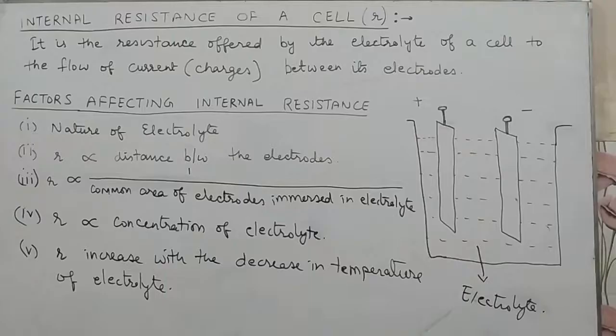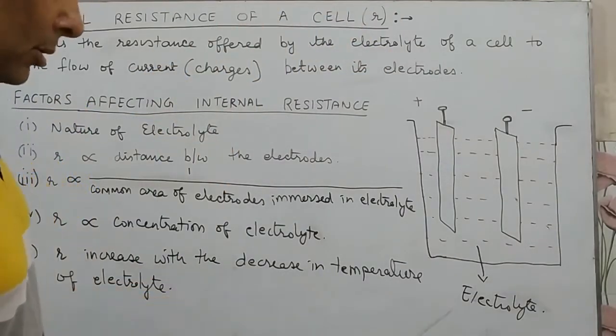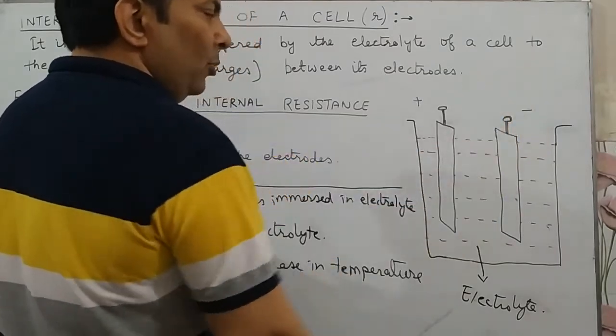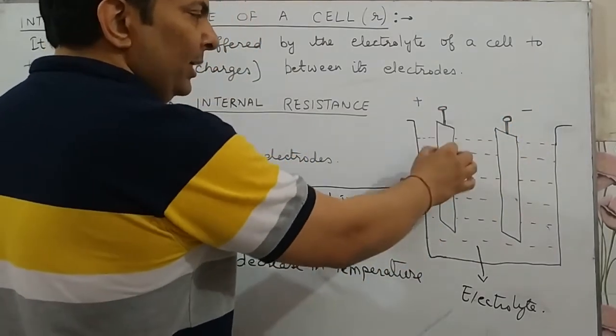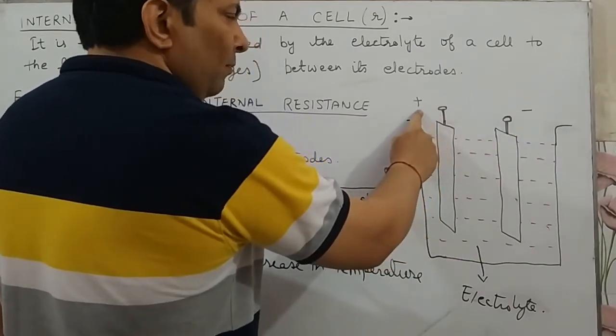So let's start. Now let's start with the first topic of today's lecture. This is the internal resistance of a cell. This internal resistance of a cell is denoted by small r. So let's first understand how the cell works. This is a cell. We have made it symbolically. In this cell, we have two electrodes. One is negative, the other is positive.